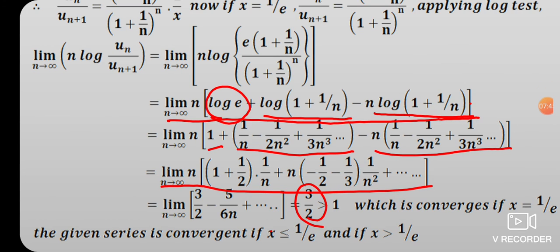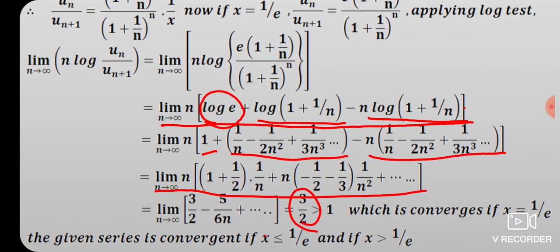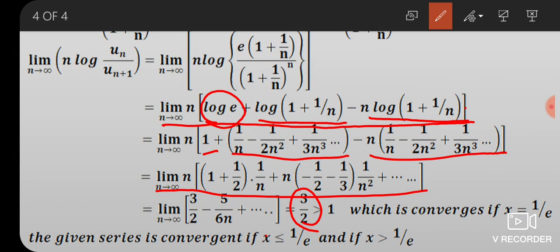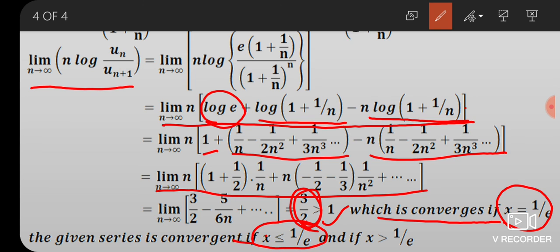Now by the logarithm test for infinite series, limit n goes to infinity n log un upon un plus 1 equals 3 by 2, which is greater than 1, so it is convergent if x equals 1 upon e. The given series is convergent if x is less than or equal to 1 upon e, and divergent if x is greater than 1 upon e.